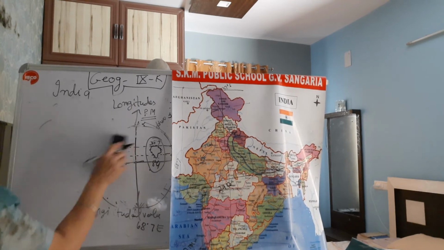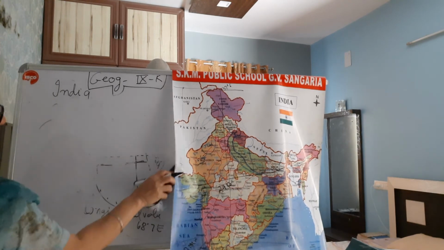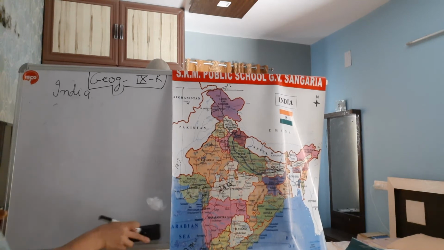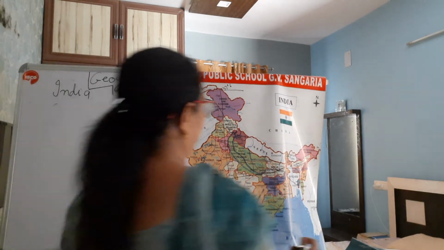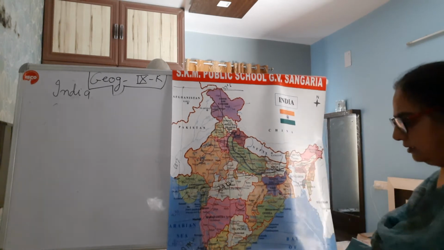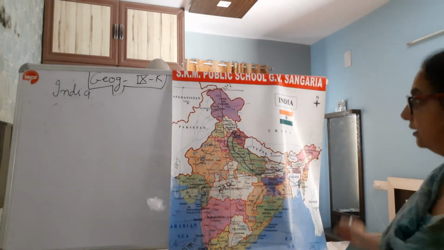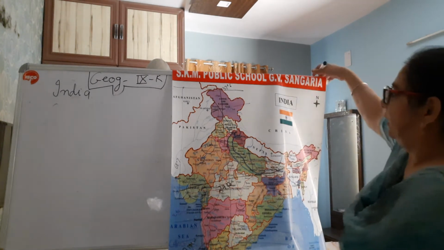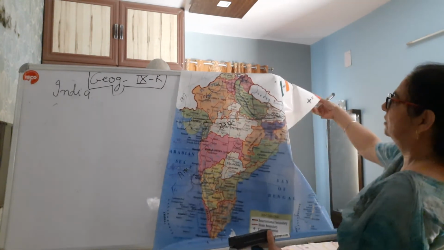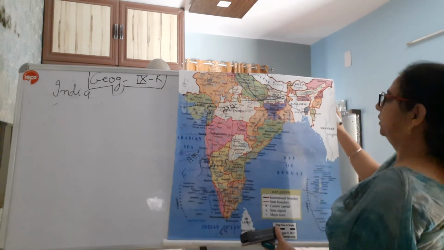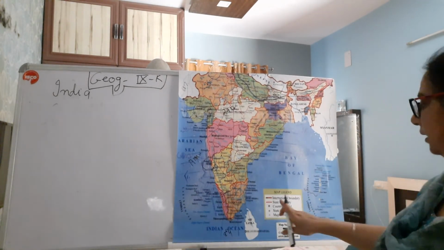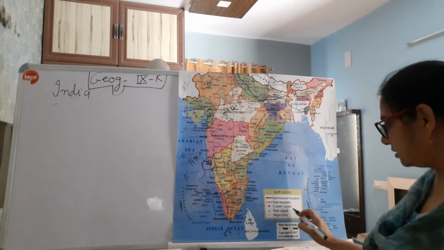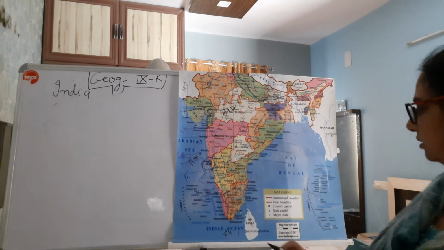And our next step towards that, very important, is India and its neighboring countries. But before that, I'll tell you regarding the boundaries, how the boundaries are created on the world map. Like there is international boundary, state boundary, country capital, state capital, major towns.